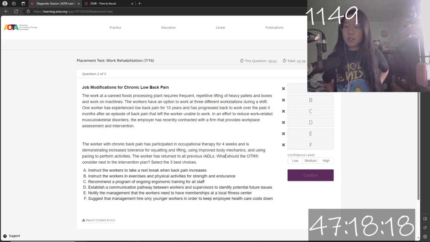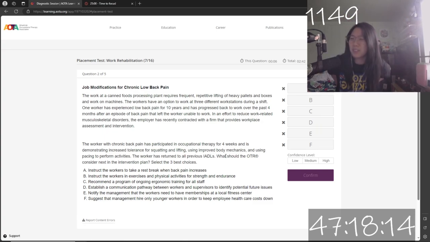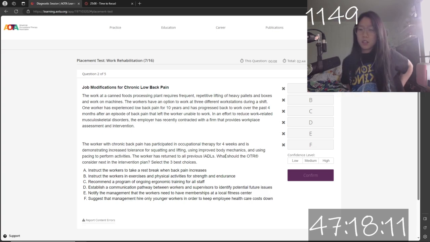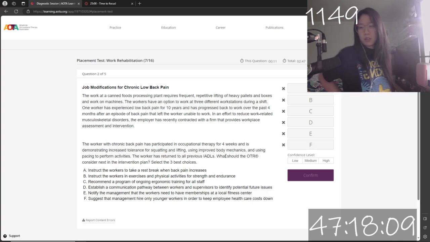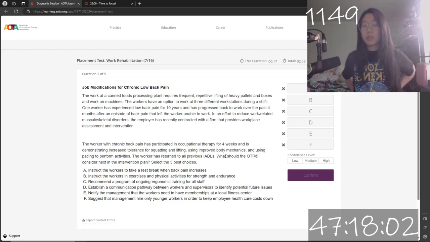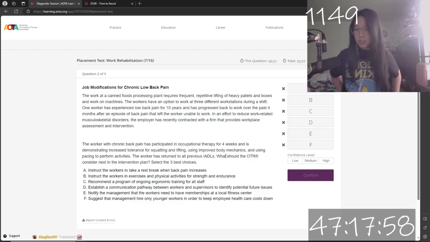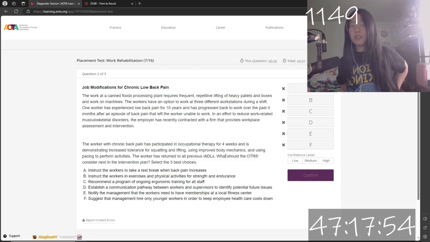Chronic low back pain. Relatable. Canned foods. Oh, why is this question so long? Why are there so many words? The job at a canned foods processing plant requires frequent repetitive lifting of heavy pallets and boxes. Wait, I feel like I should read the question first and then read the rest. So the worker has returned to all previous IADLs. What should the OTR consider next in the intervention plan?